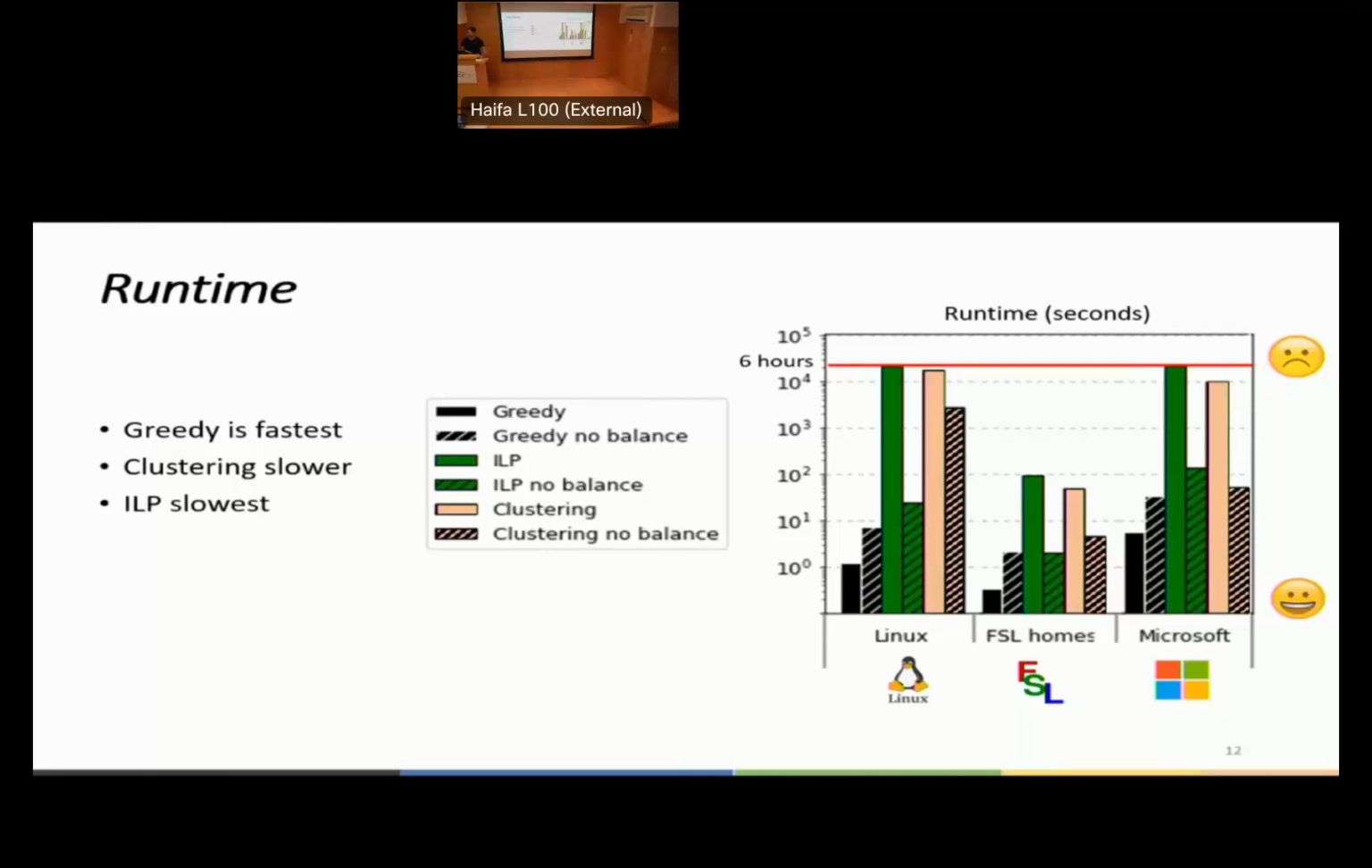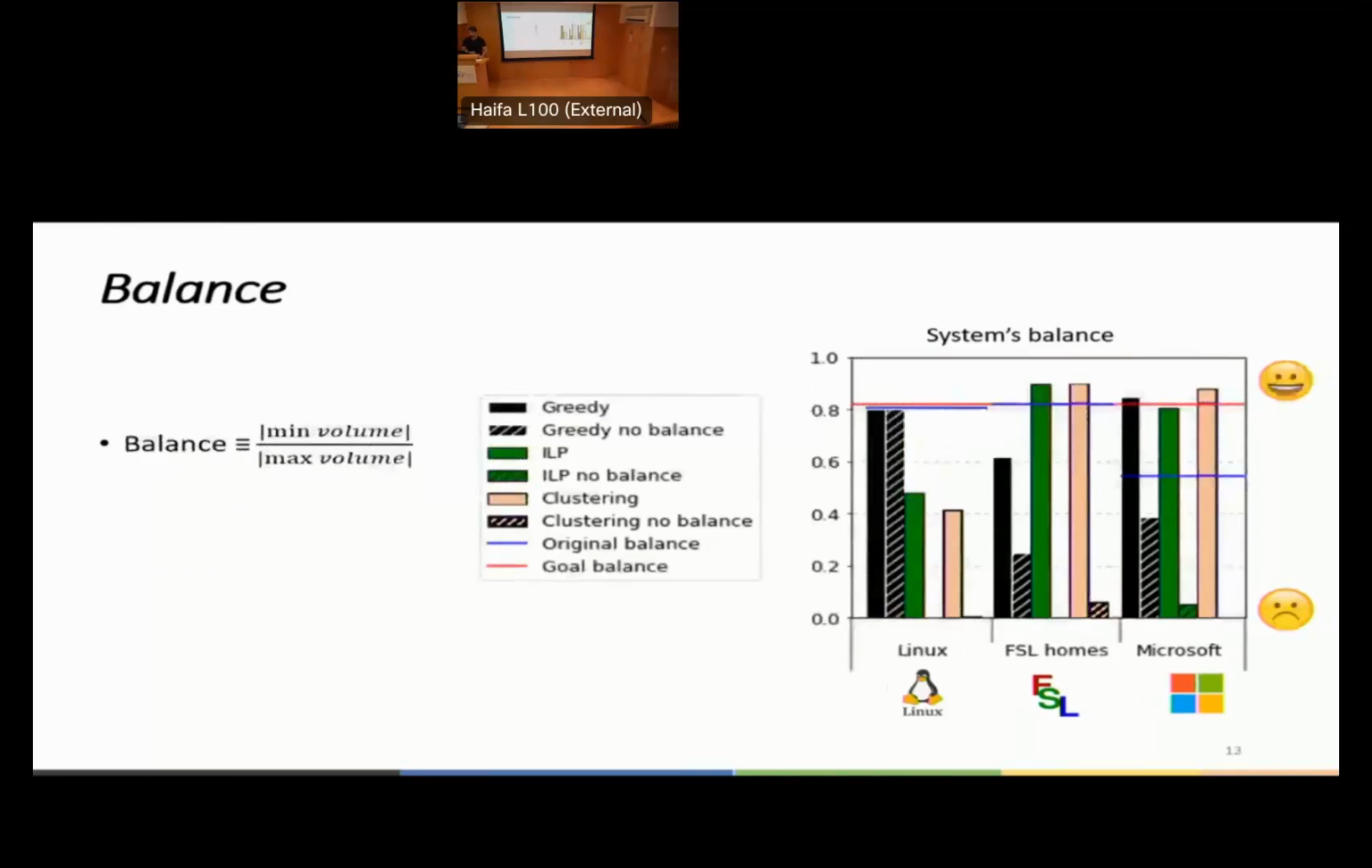The final metric that we wanted to check is the balance of the system. We defined balance as the minimum volume size divided by the maximum volume size, so we want this metric to be as close as possible to 1. Here we can see on the y-axis the balance metric, and we have two other lines on the graph. The blue line is the balance of the original system, and the red line is the goal that we want to achieve with our migration plan.